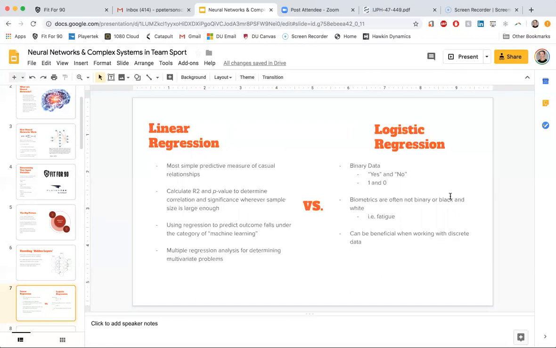Your logistic regression is really only good for that binary data, that ones and zeros, your yeses and nos. And as we know, many of these biometrics are often not binary. There are things like sliding scales for fatigue, your TRIMP values, and other things that come into play here that vary so much on an individual basis and vary second to second, and even in these minute measures, that it's really hard to put a black and white value on those.